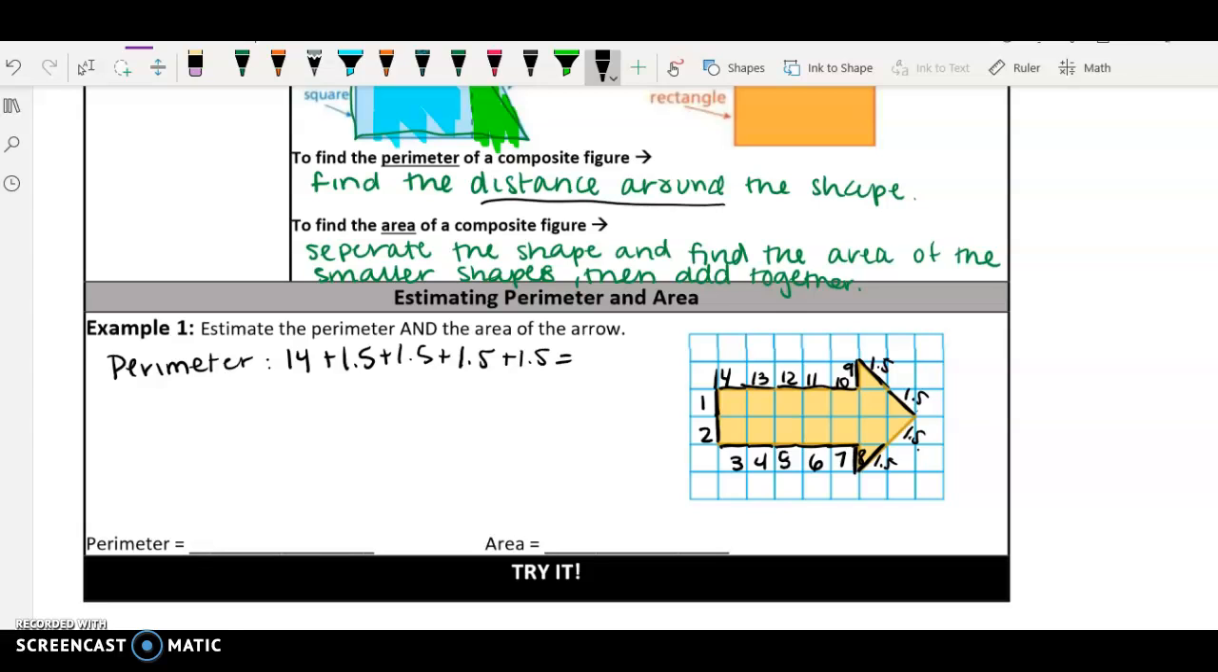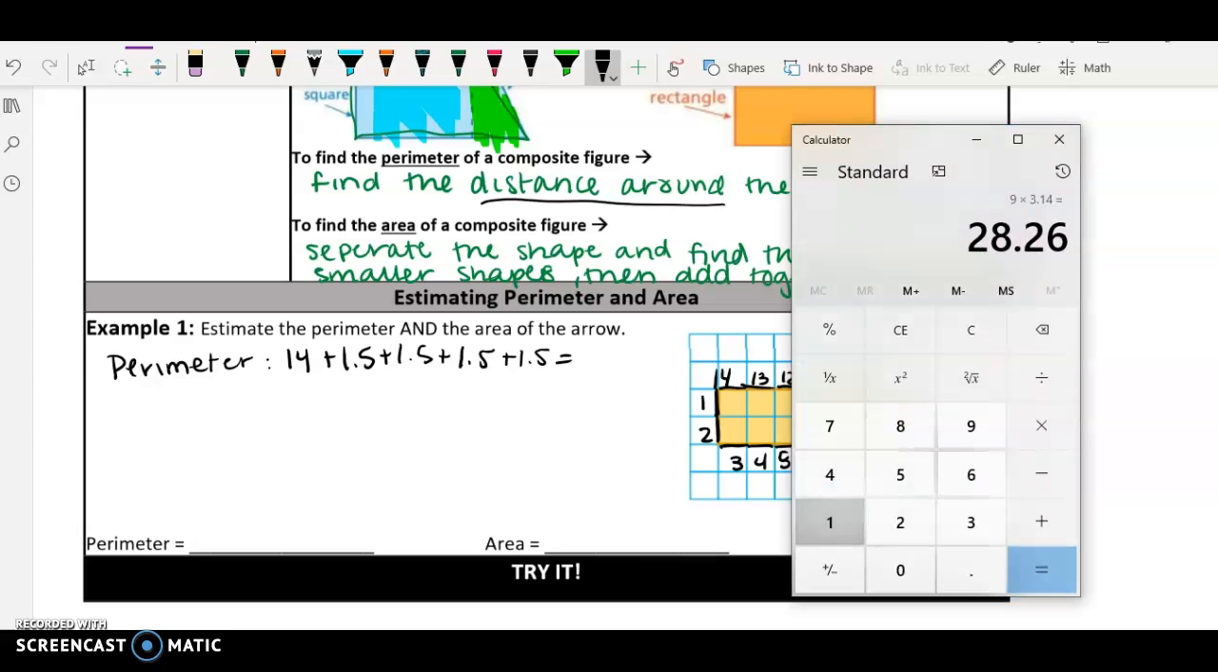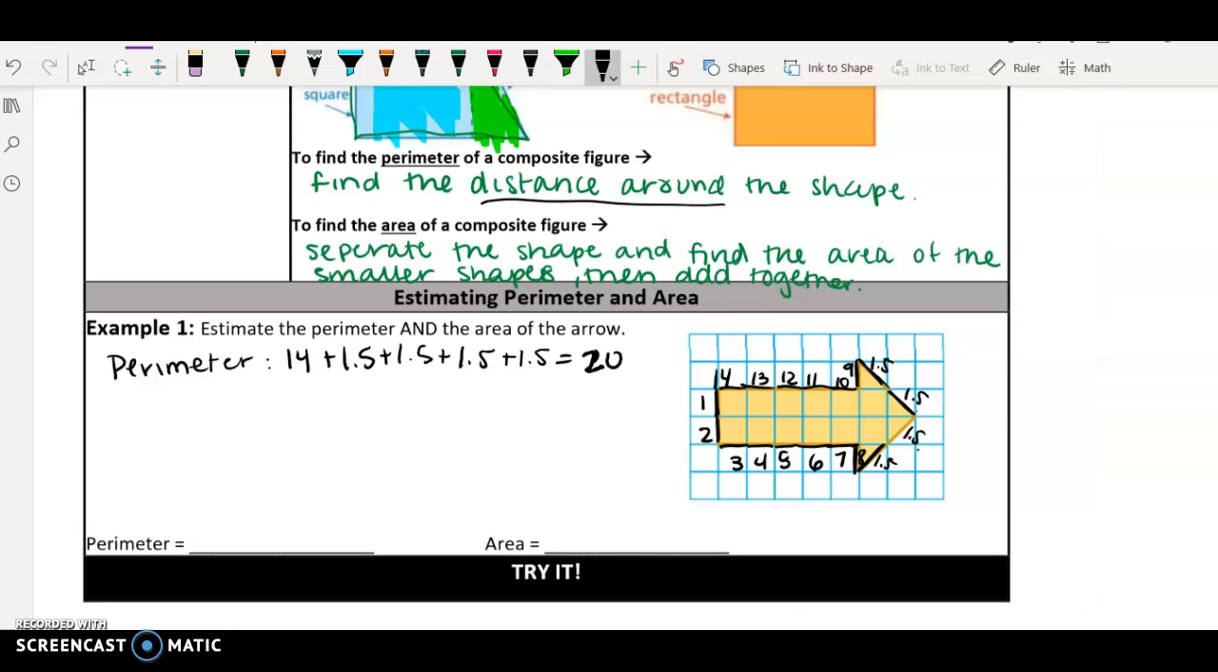And so we get 14. Oops, this won't clear. So we have 14 plus 1.5 times 4. So I'm going to estimate that my perimeter is 20. Now again, it doesn't have to be exact. This is just an estimation.